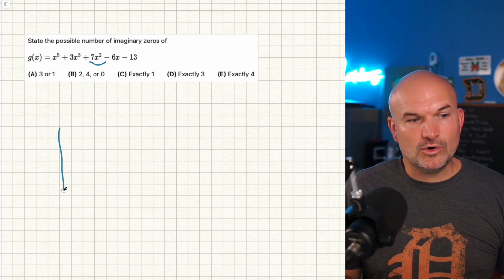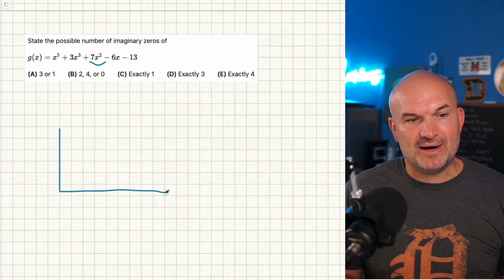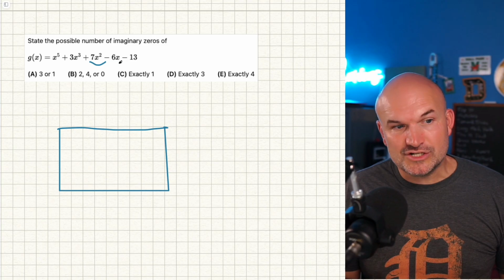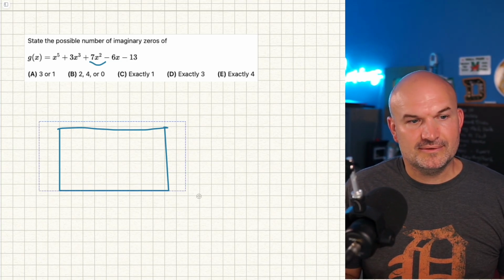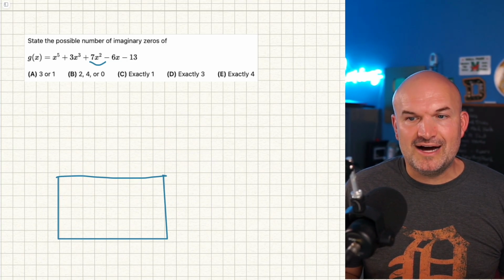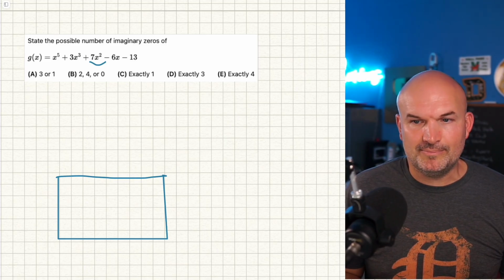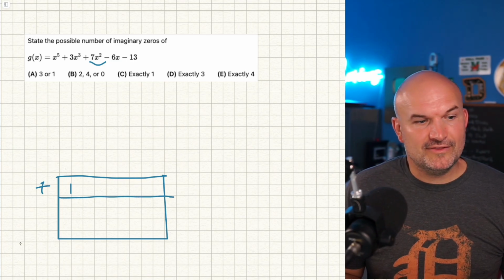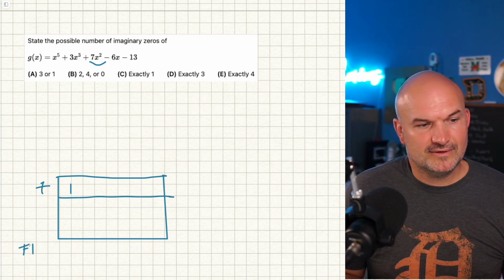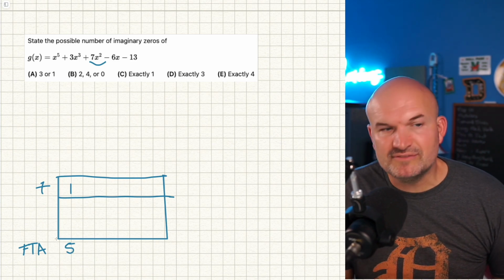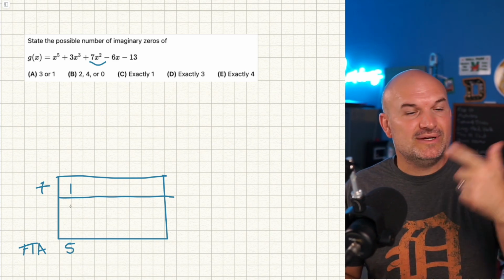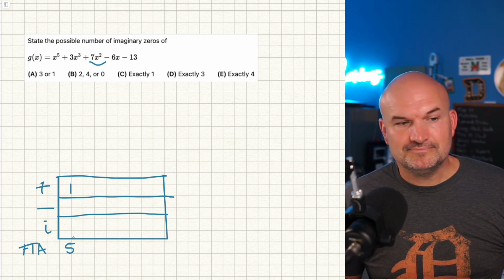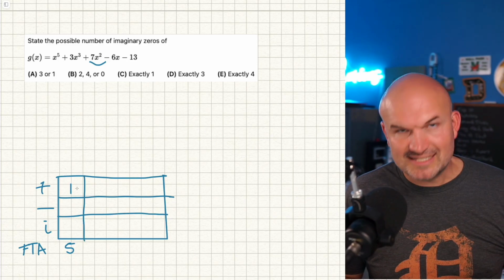Okay, so to organize all of this, I am going to create a simple box. This box is going to help me keep everything organized so I can eventually answer this question. Now, I don't like how close that is, so I'm going to bring it down just a little bit, because we found the number of real positive. The real positive is just going to be 1. We know it has to include 1. Now, the fundamental theorem of algebra says we have to have 5. So what other types of zeros could we have? Well, we could have real negative and we could have imaginary. That's exactly what we're going to figure out. So we have the negative and then we have the imaginary. But we know we have to have 1 positive.